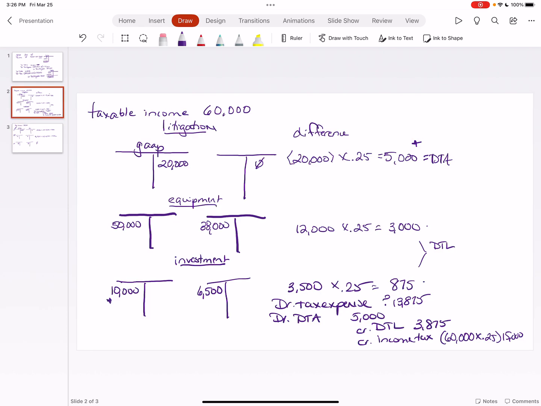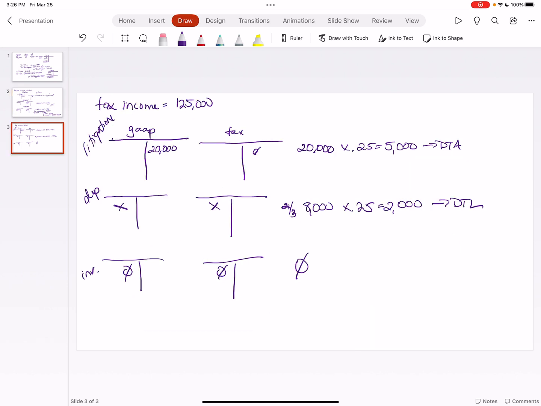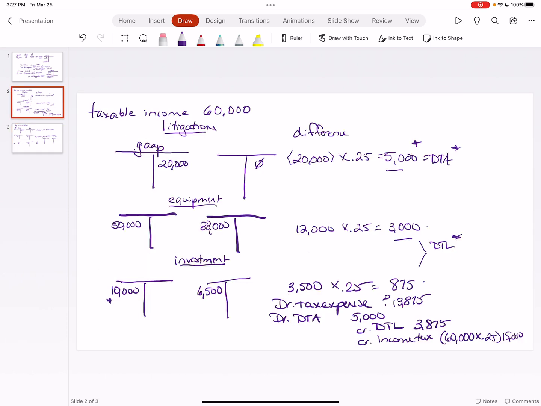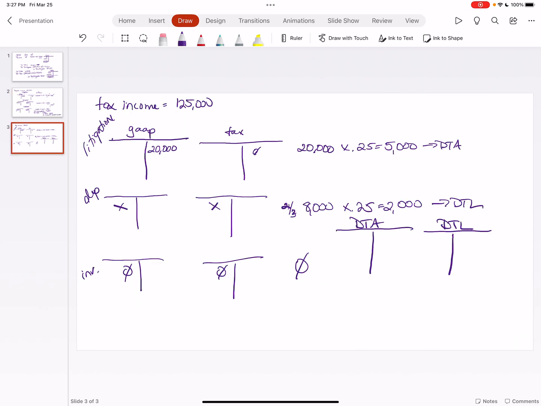Now, here's what's different this time around. In that previous slide, remember, we didn't have any starting balance in the DTA and the DTL accounts, which made it super easy because our journal entries equaled our differences. Whereas now we have a balance. We're going to look at what that balance was from the previous year end, right? So we have a DTA account, we have a DTL account. Our DTA account, here was our entry last time, $5,000. It's the only entry we made. So we have a starting balance in the DTA of $5,000. We want an ending balance of $5,000. So there's no adjustment needed to the DTA.